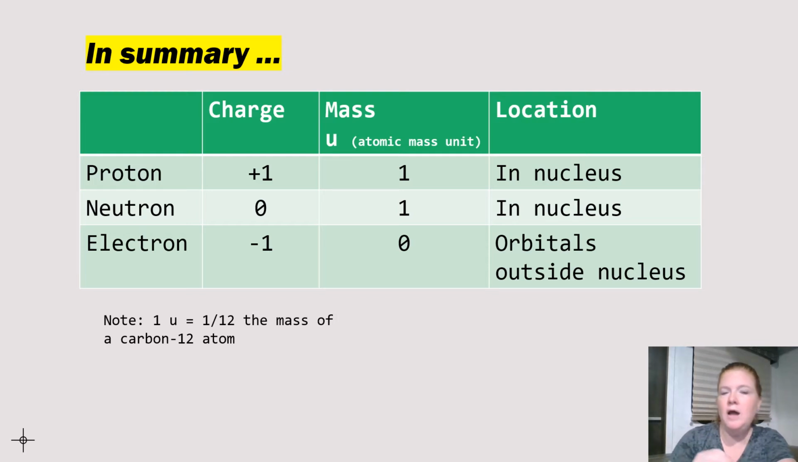Just a note, amu, that symbol, atomic mass unit, where we get it from, it's 1/12 the mass of a carbon-12 atom. A carbon-12 atom has 6 protons and 6 neutrons in its nucleus. Divide that by 12, we get the relative mass that we consider for a proton and a neutron.